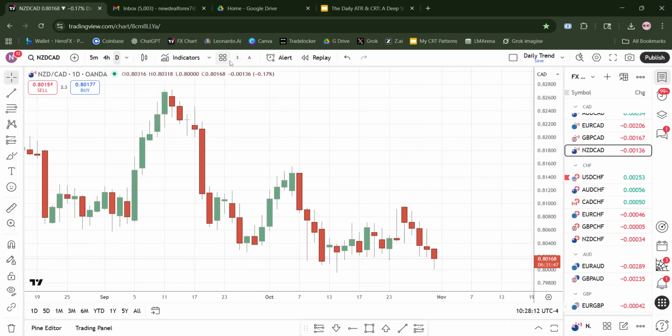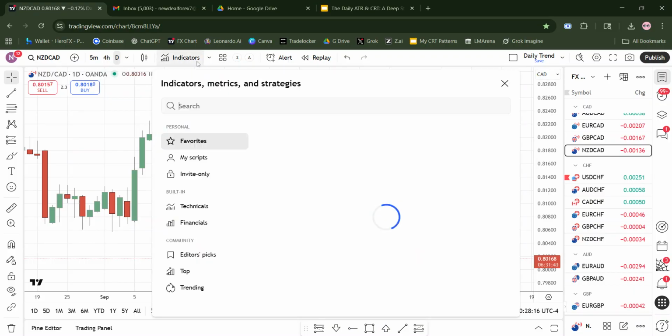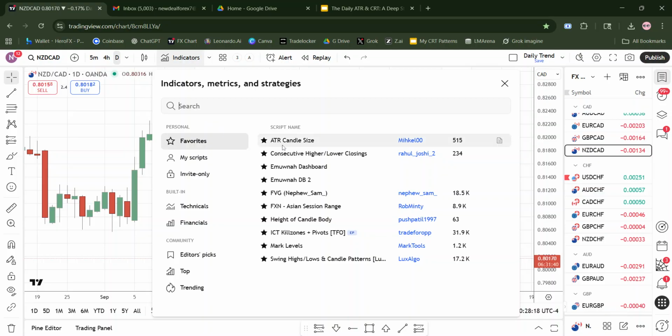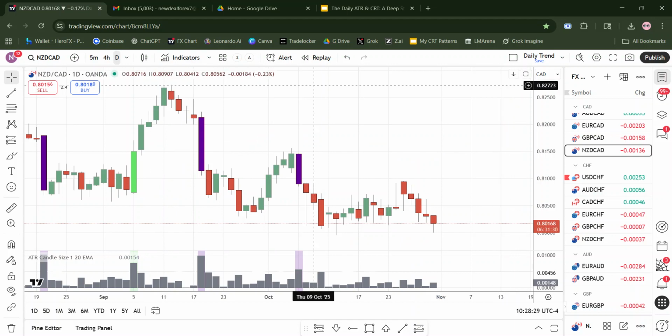The first indicator you're going to find is the ATR candle indicator. All you do is type in ATR candle size. It's by this guy, Mikhail00. Okay, ATR candle size, and you will click that. It will go on your chart. I change the colors. You don't have to. You can do whatever you want.